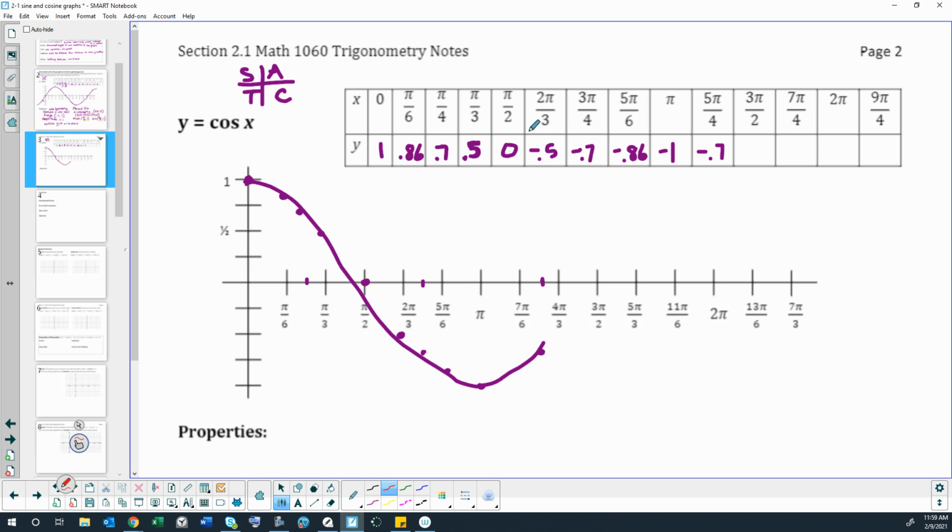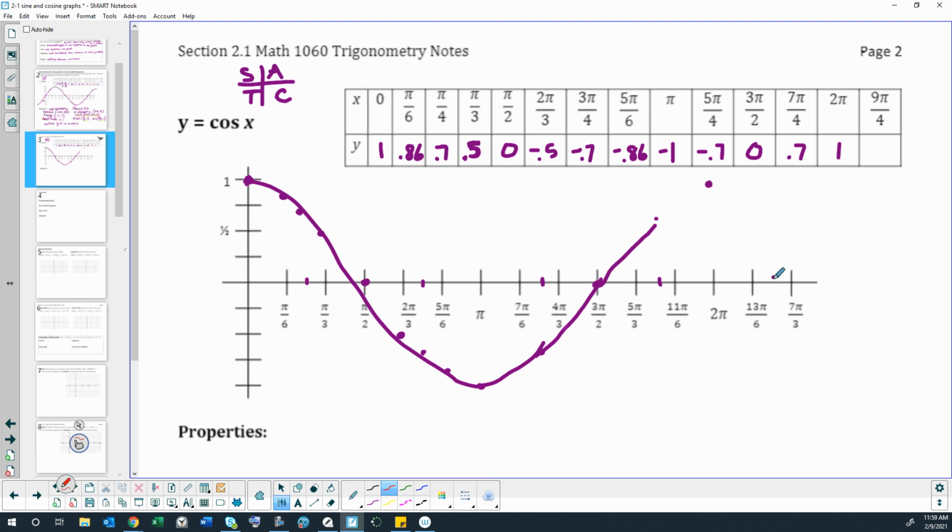3pi/2 is going to be the same as pi/2. The x value is still 0, so we go up to 0 here. And then 7pi/4, cosine in the fourth quadrant goes back up to positive. So that's going to be a positive 0.7. Around right here. No, that's the wrong place. It's more like here, I think. And then 2pi goes back up to 1 again.